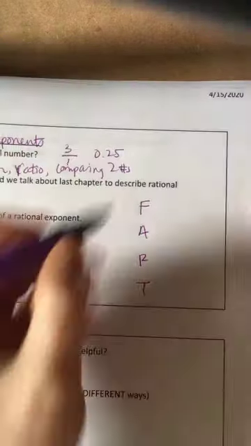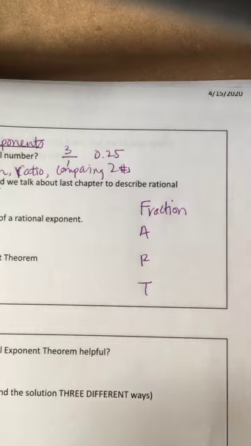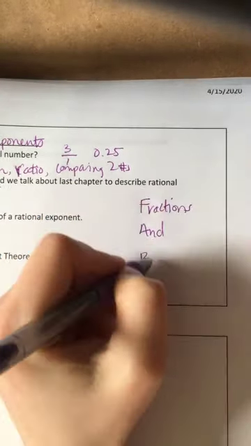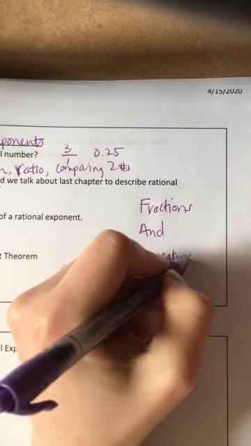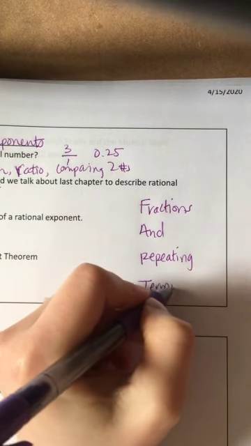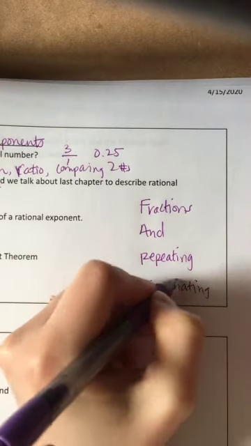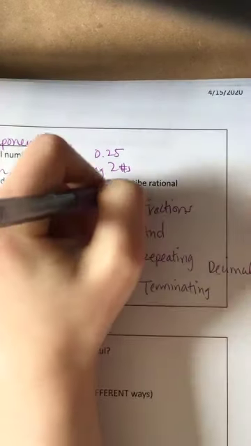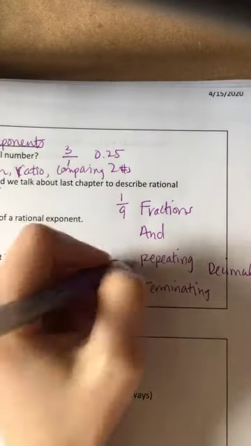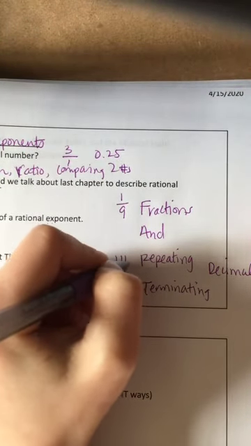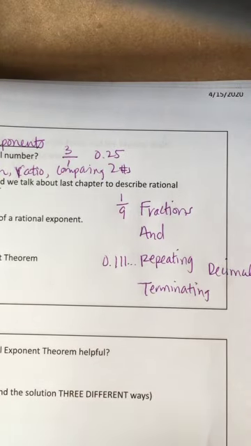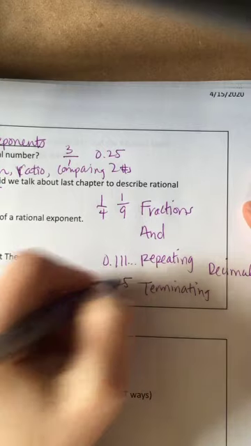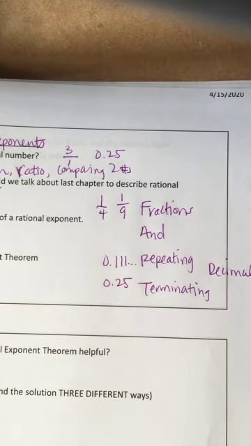Is this. So, rational numbers can be any of these. F stands for fraction. So, that's your most obvious one. A is just and. Fractions and repeating and terminating decimals. So a fraction I can write as 1/9. A repeating decimal would be 0.1111111. That's 1/9 as a decimal. If I wrote 1/4 as a fraction, then it'd be 0.25. It ends, it terminates. That's also a rational number.